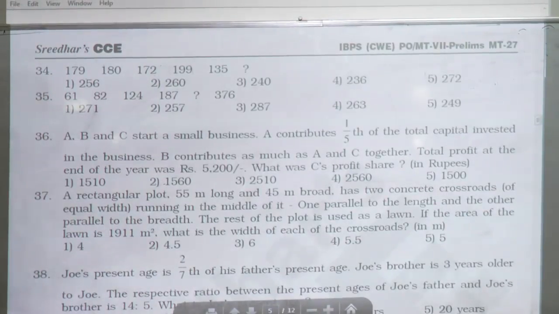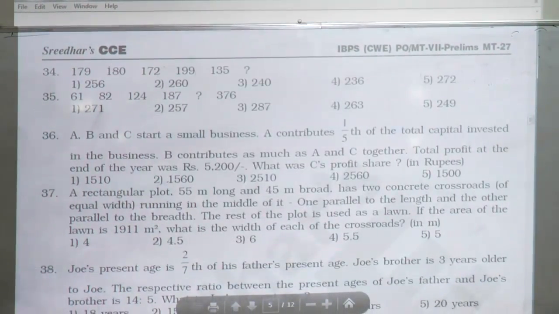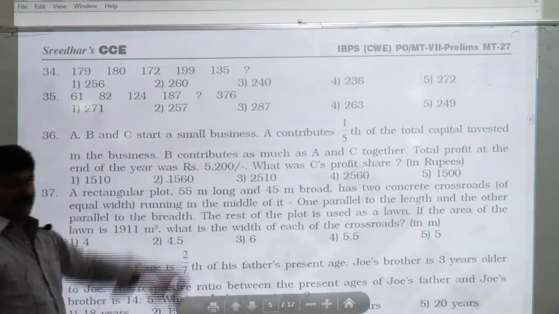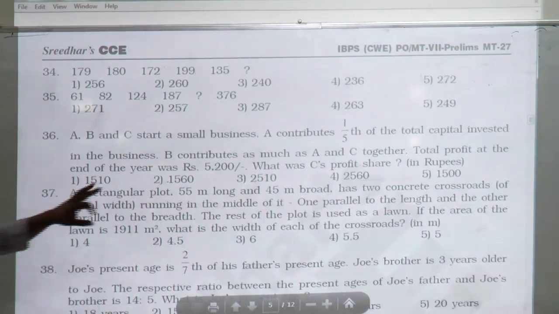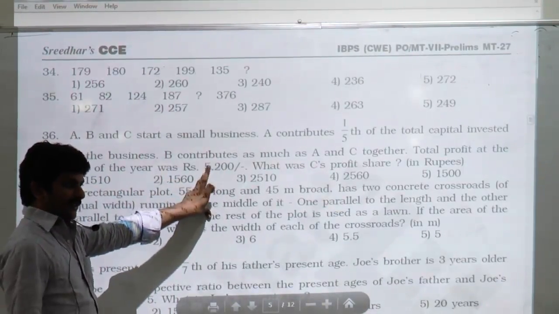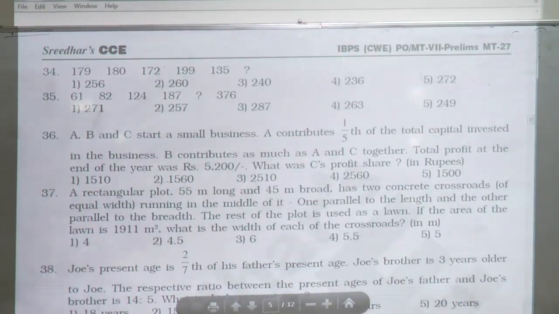Don't want to use decimals, so multiply it with 2. 2 is to 5 is to 3. Total how many parts? 10 parts. And total profit is 5,200. 10 parts is 5,200, and you are asked about profit received by C. C gets 3 parts. If 10 parts is 5,200, 1 part is 520, 3 parts is 520 times 3. 1560.